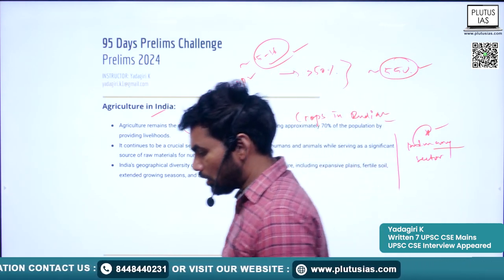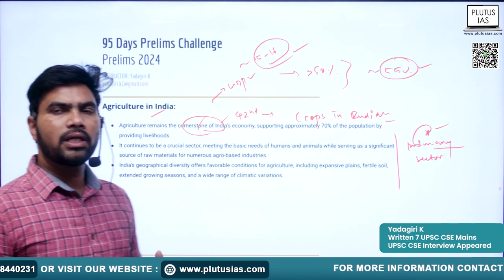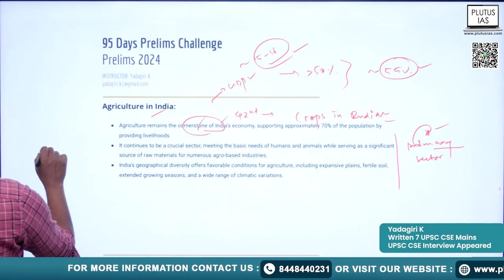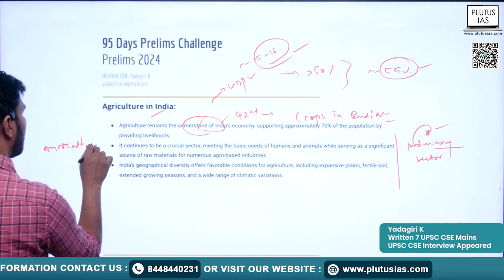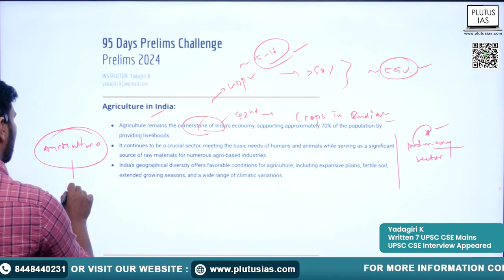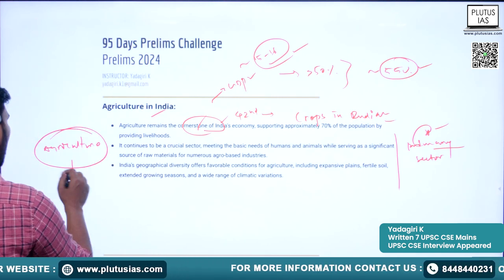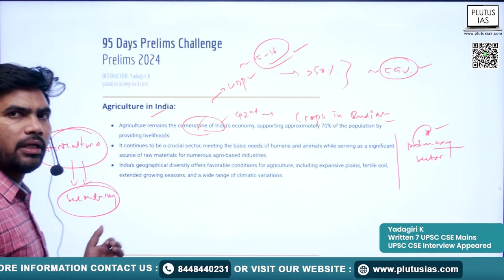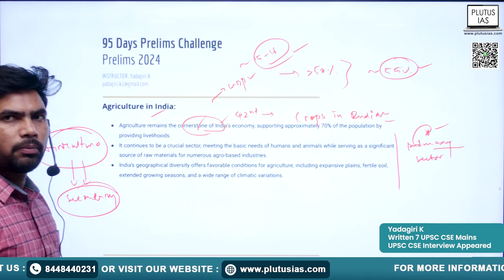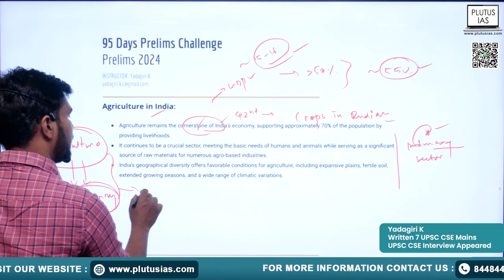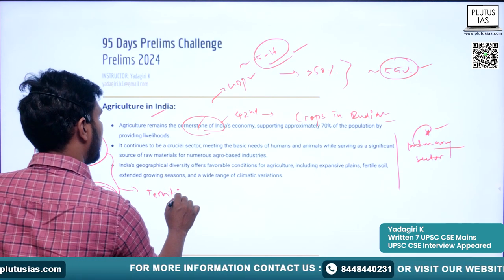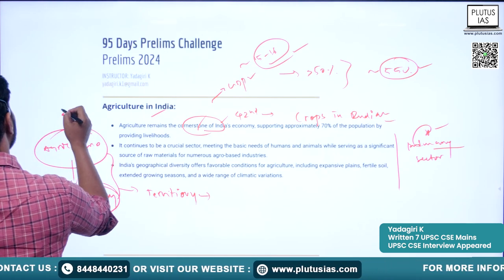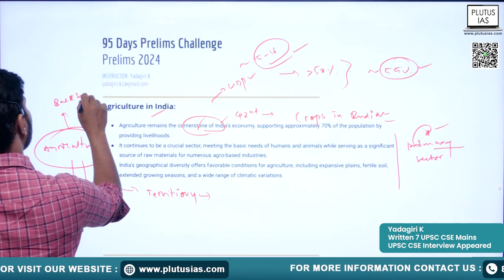Agriculture remains the cornerstone of the Indian economy. Cornerstone means that developments in agriculture decide the other two sectors. If agriculture is performing well, the raw material and strength required for the secondary sector is provided by the primary sector. If these two sectors, agriculture and secondary, perform well, then the tertiary sector, that is the service sector, also performs well. In this way, agriculture is called the backbone of the Indian economy.